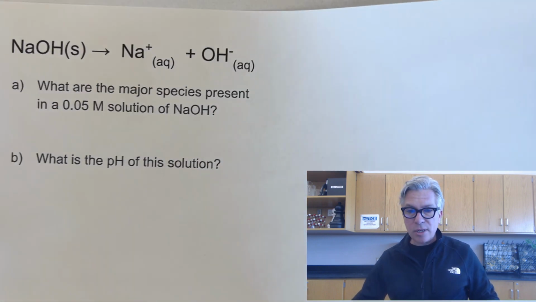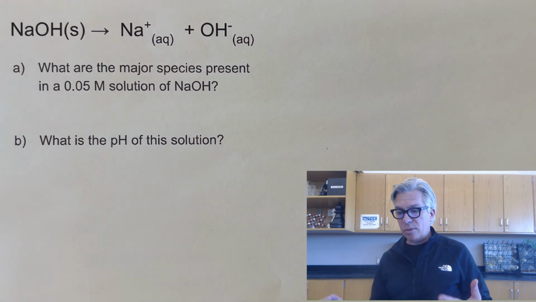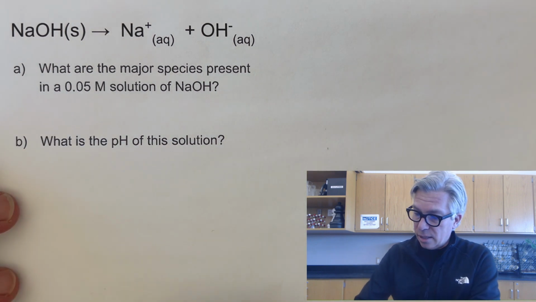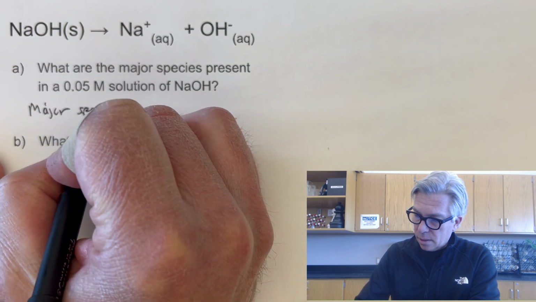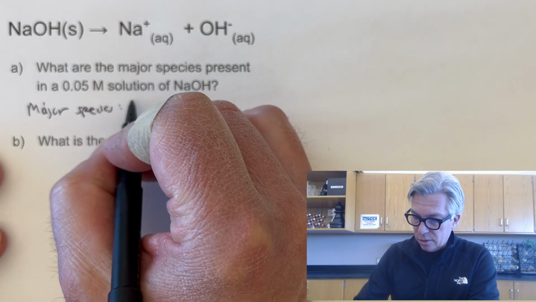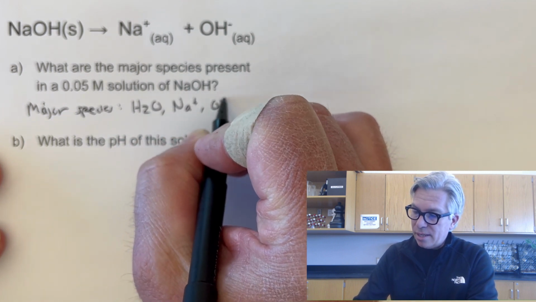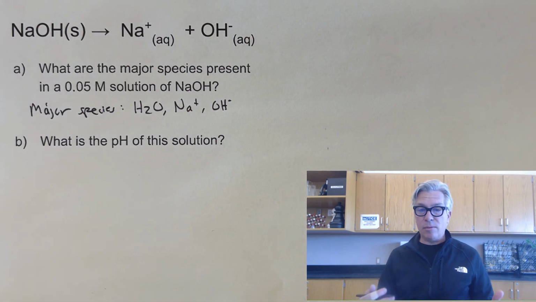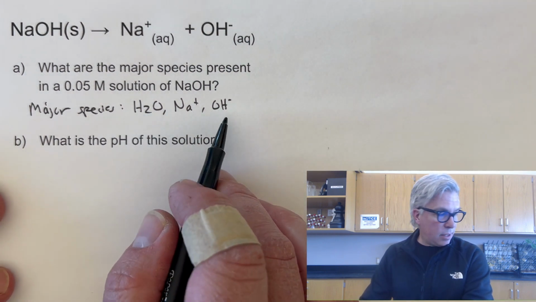So let's try it. We'll start with probably the most common one you'll see, sodium hydroxide. What are the major species present in 0.05 molar sodium hydroxide? Now, this is 100% soluble. That's why it's a strong base. So the major species are water, I'll include that because it's in there, sodium and hydroxide, but not sodium hydroxide itself. Don't include that as your major species because there's really none of those together anymore. They've all completely dissociated.